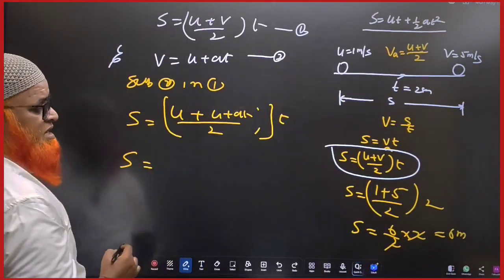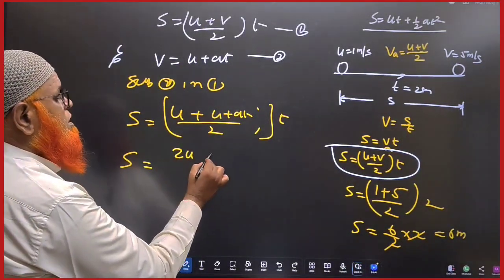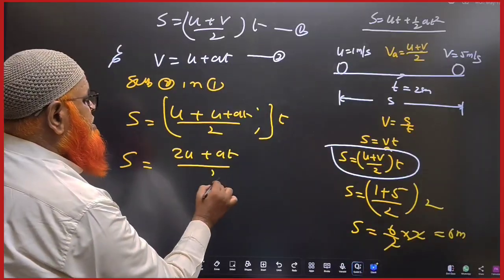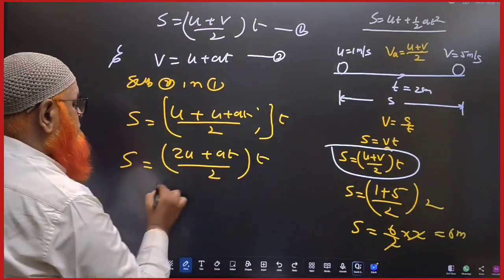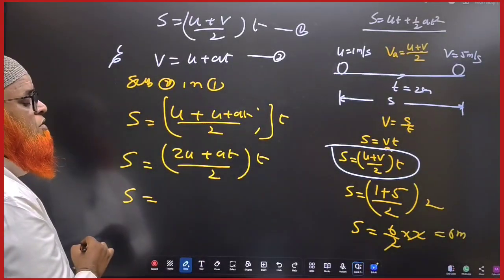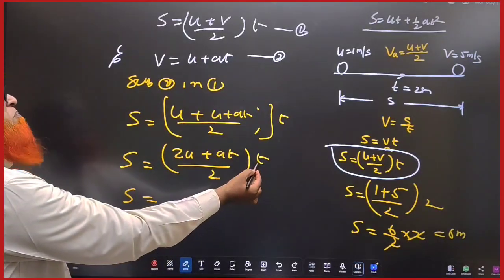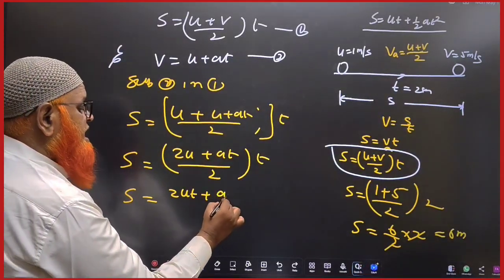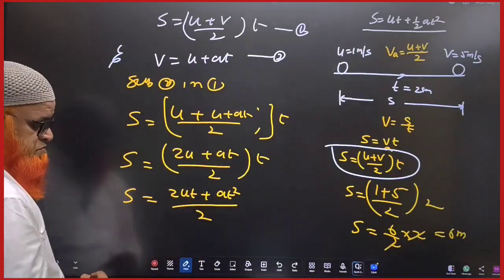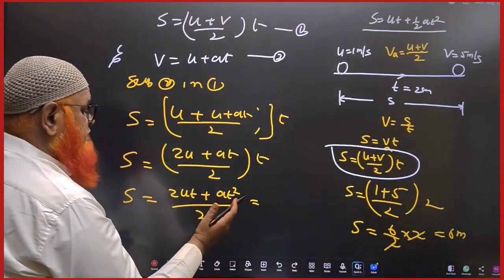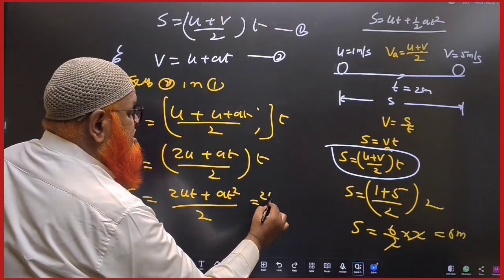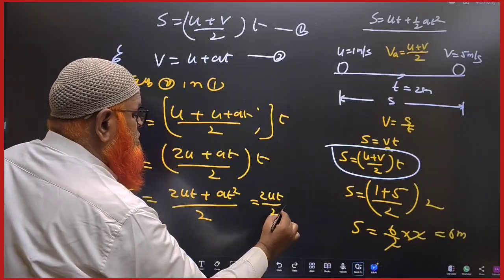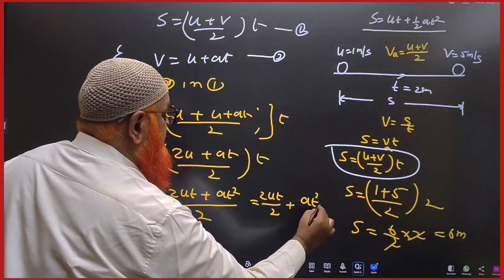So the next step is you write (2U plus AT) divided by 2, into T. Before dividing, you make this T also go inside. It is going to be (2UT plus AT square) divided by 2. So what is going to happen if you partially divide? One term is 2UT by 2 plus AT square by 2.